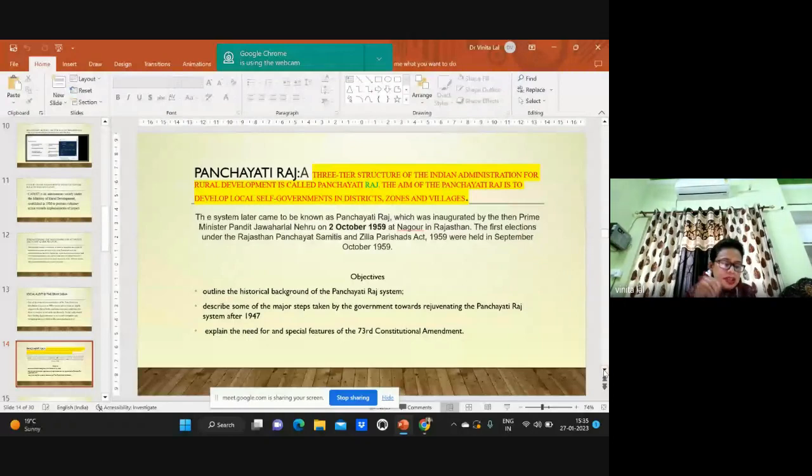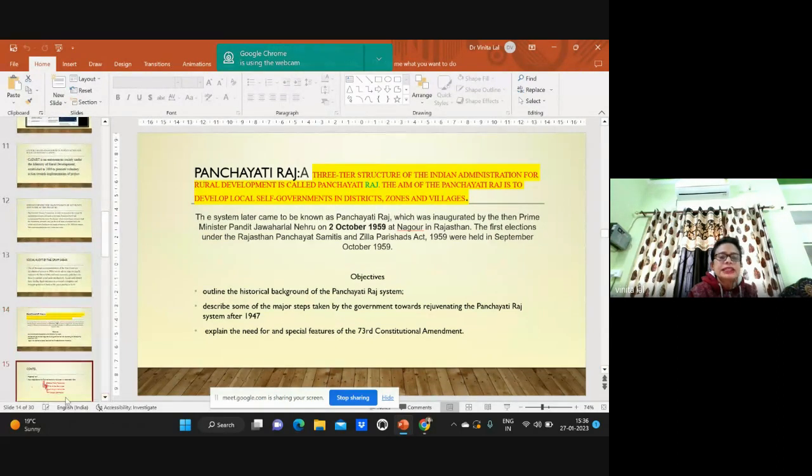The first election under the Rajasthan Panchayat Samiti and Zila Parishad Act 1959 was held in September-October 1959. With the already existing panchayats at the village level under the Act of 1953, the three-tier scheme of Panchayati Raj began functioning in 1959. So this is Panchayati Raj.